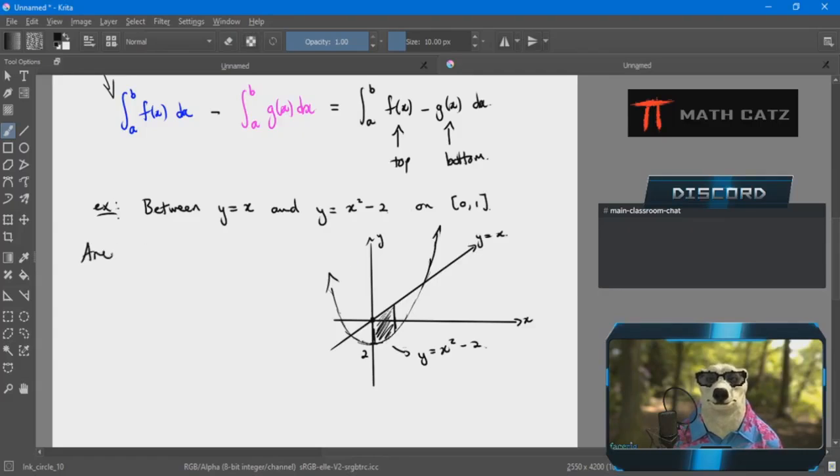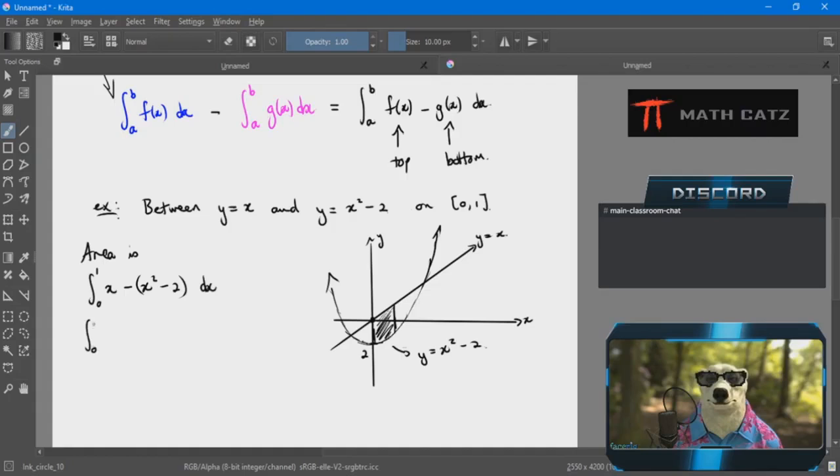So the area is the integral, 0 to 1, x, the top, minus x squared minus 2, which I have to put in brackets because it's the whole top minus the whole bottom.